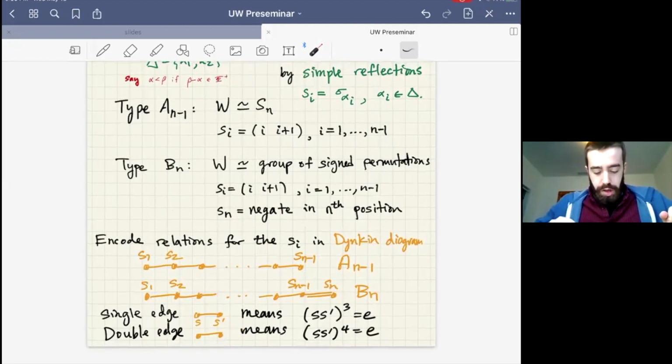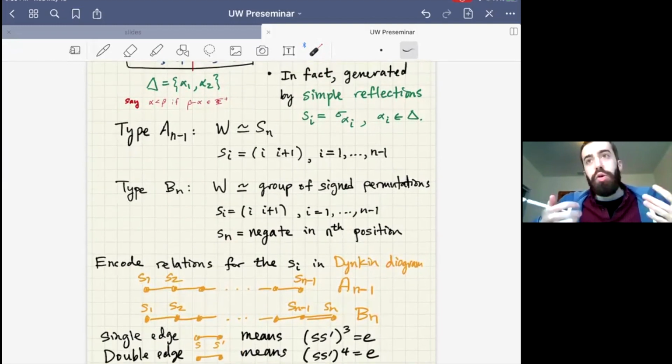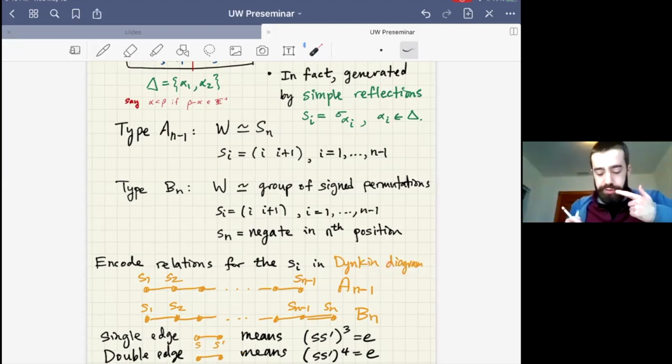Now, Weyl groups fit into a class of groups called Coxeter groups. Coxeter groups are groups with certain generators which are involutions. So notice that if I take any s_i and square it, I get the identity because I've reflected across some hyperplane and then reflected back. And the other relations in this group are encoded by a picture, which is called the Dynkin diagram. So I've drawn those here in orange.